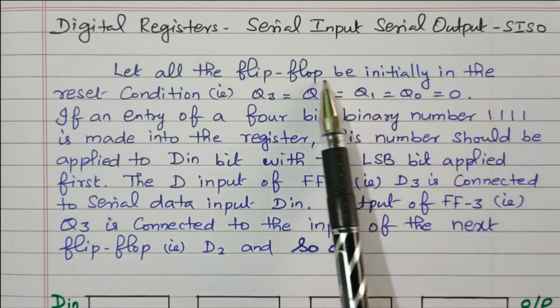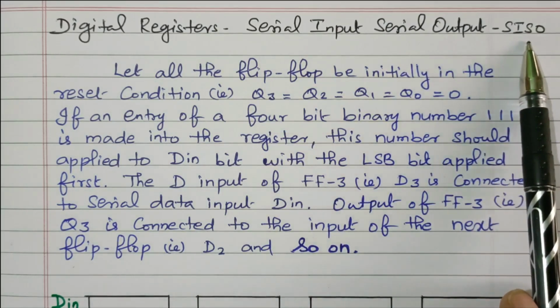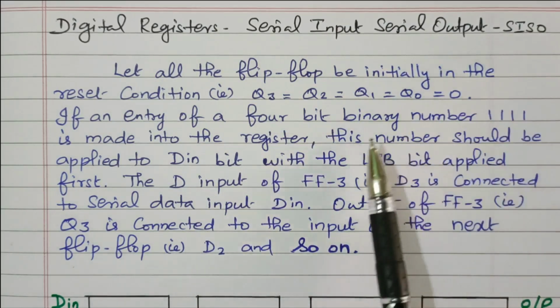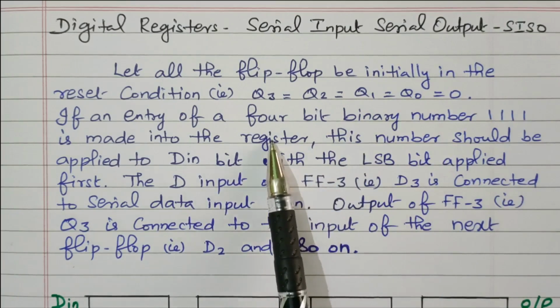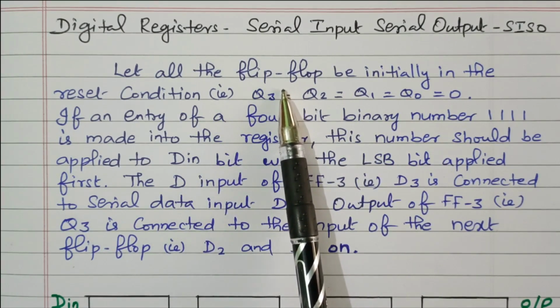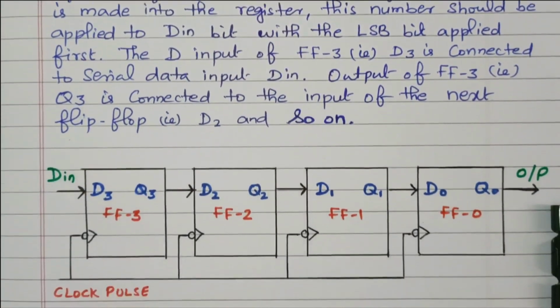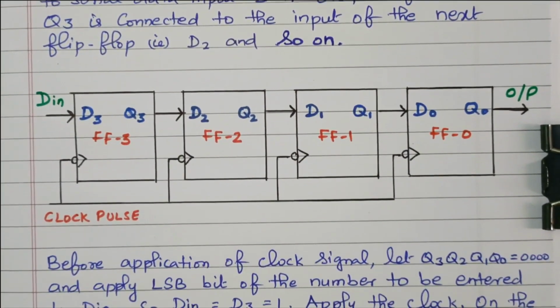Now we'll go to the topic. The type is serial input and serial output, SISO type of register. We know that the register is made up of a flip-flop. Flip-flop is the temporary storage device, so it will store 1-bit data. Now first we will see the block diagram of the serial input and serial output, SISO digital register.